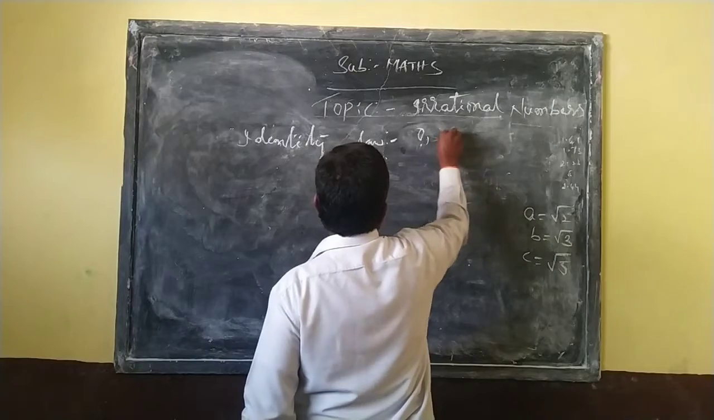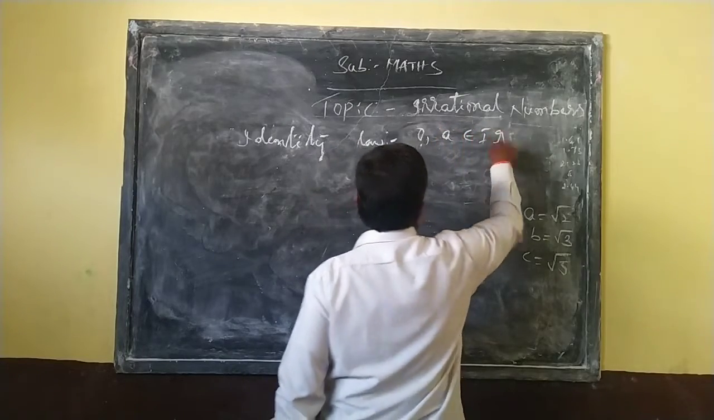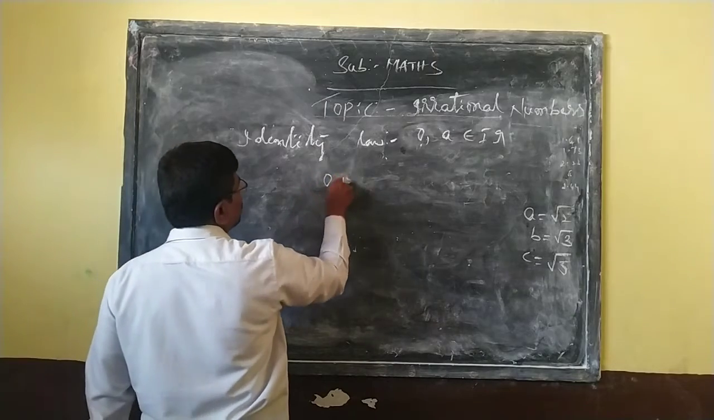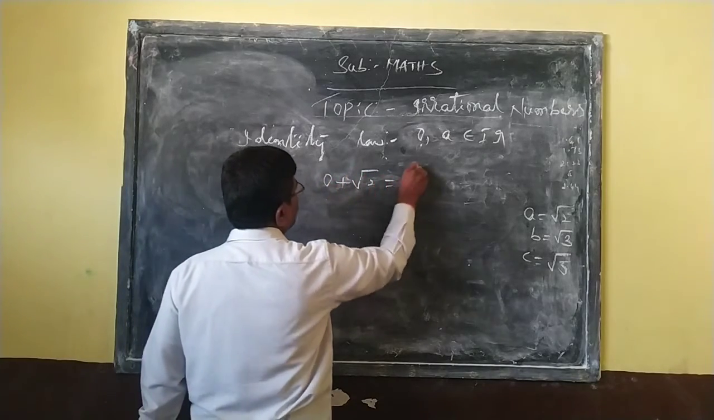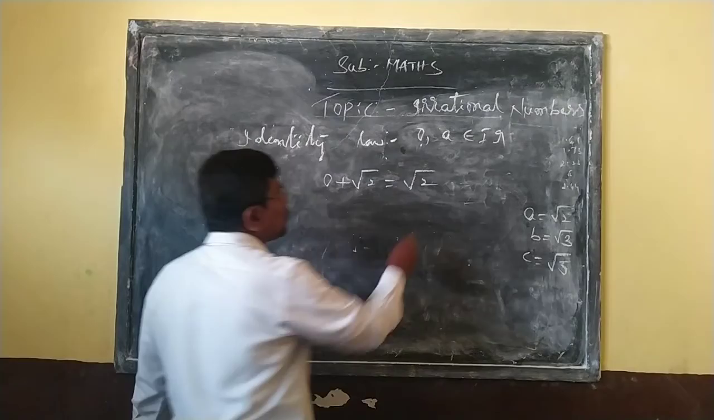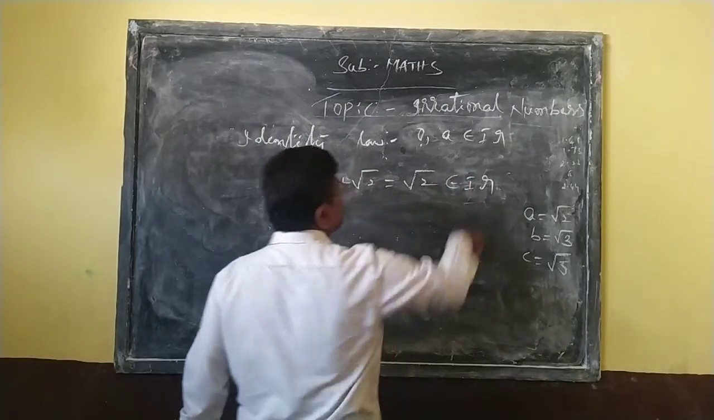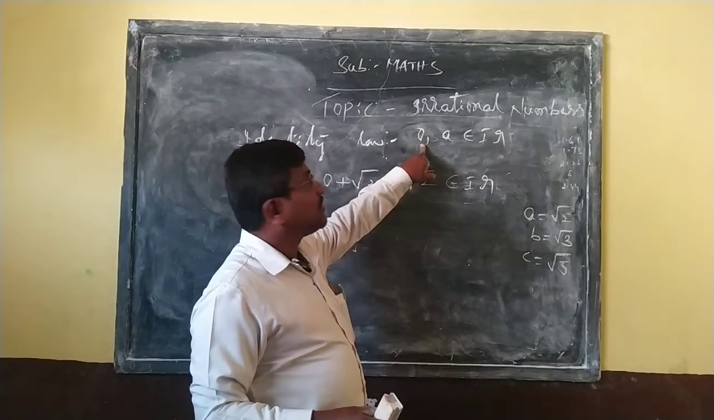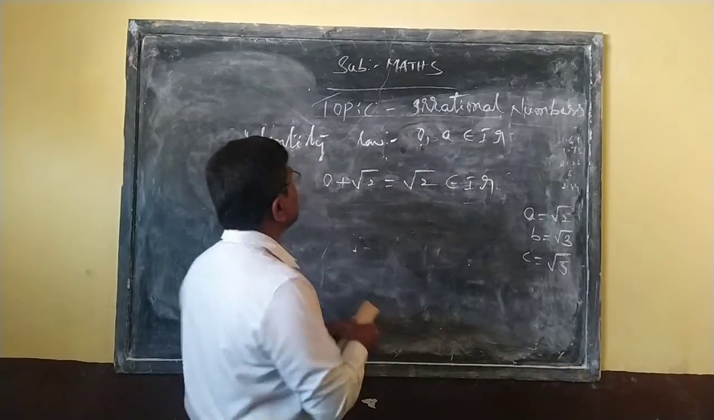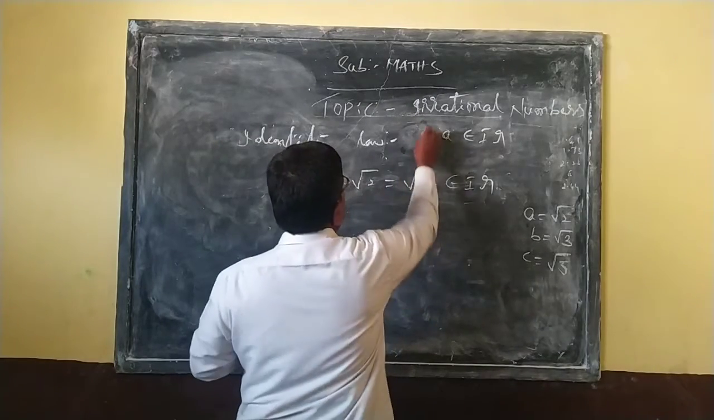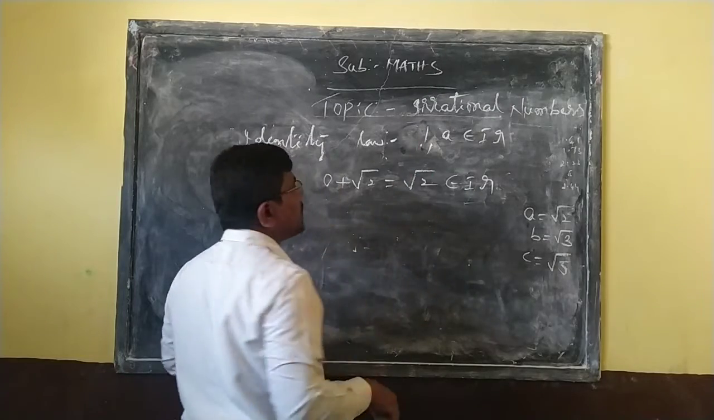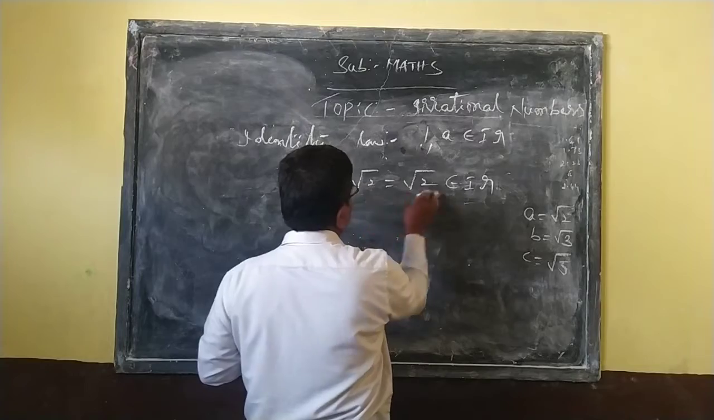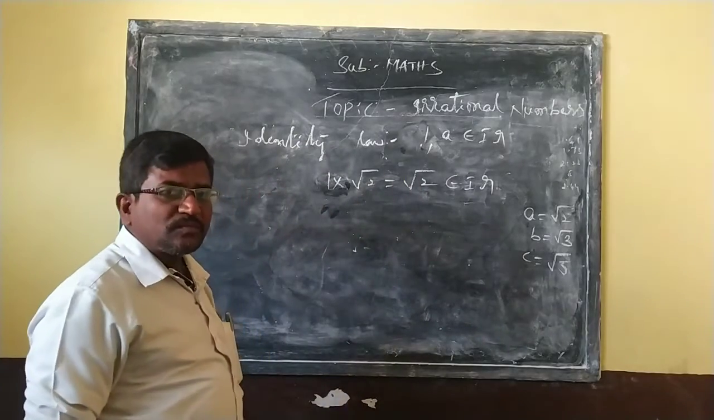0, comma A belongs to IR, that is 0 plus root 2. 0 plus root 2 is root 2 itself. Root 2 belongs to IR, yes. So 0 is the identity element for addition. Similarly, multiplication also is satisfied. 1, comma A belongs to IR, that is, 1 into root 2 is equal to root 2.